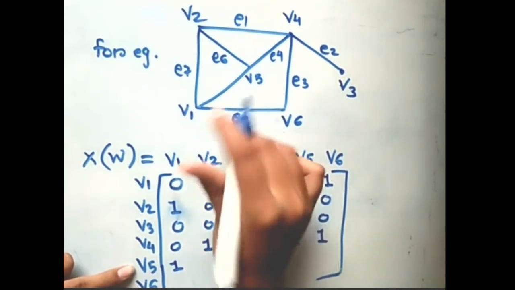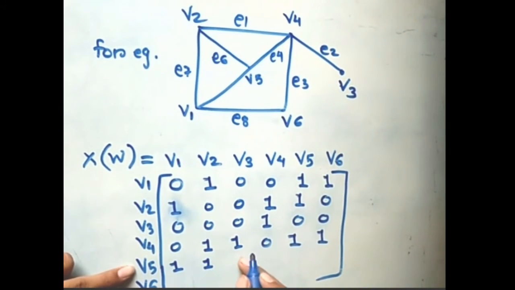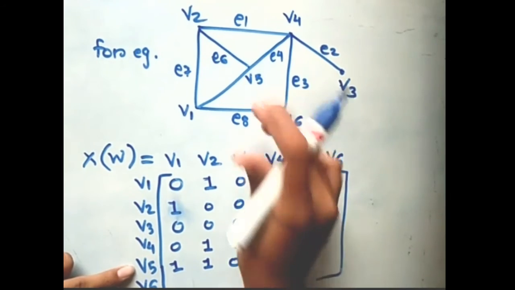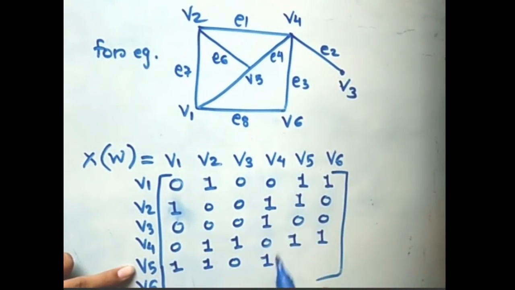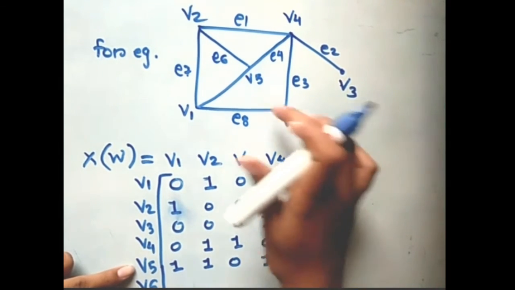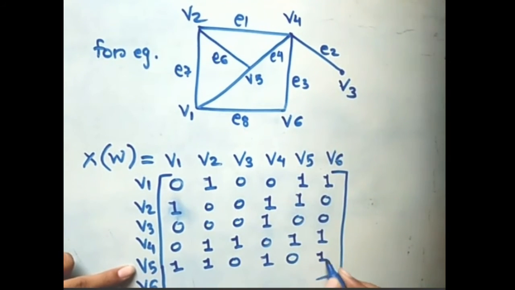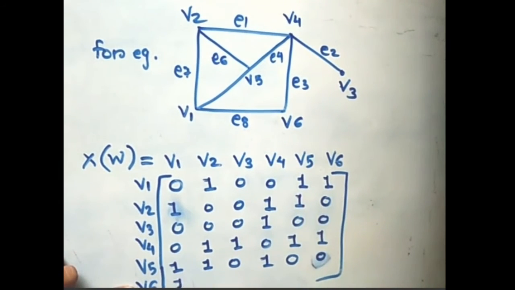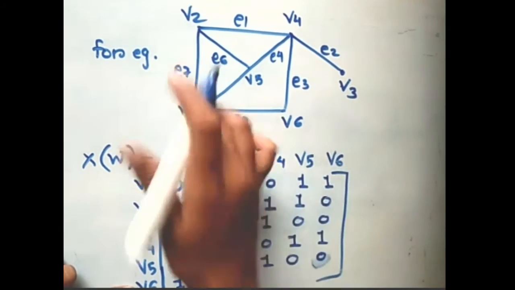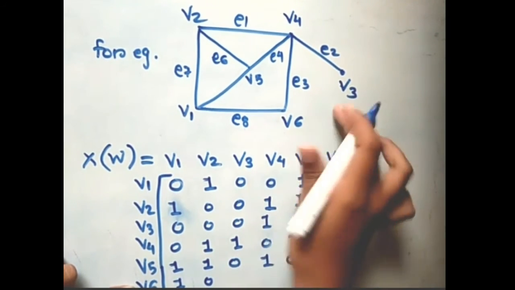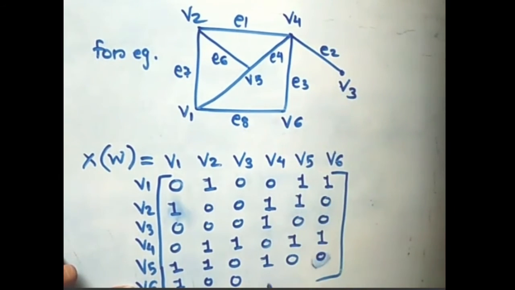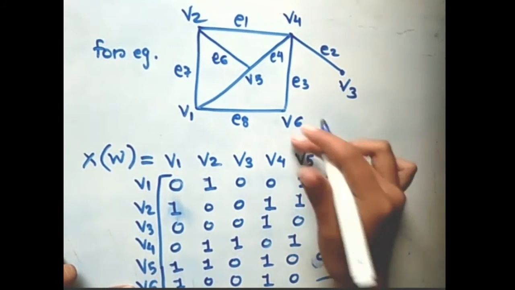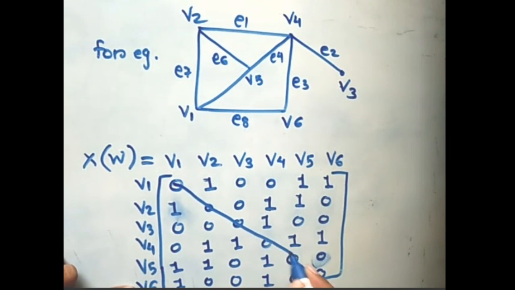Now for vertex v5: v5 v1 1. v5 v2 1. v5 v3 no edge, therefore 0. v5 v4 1. v5 v5 0. v5 v6 no edge, therefore 0. v6 v1 1. v6 v2 0. v6 v3 0. v6 v4 1. v6 v5 0. v6 v6 0. Here the diagonal is the same.